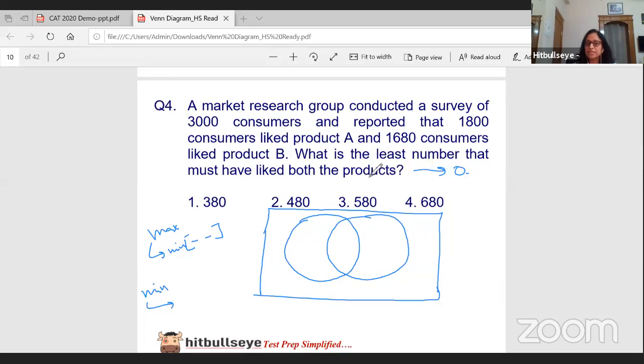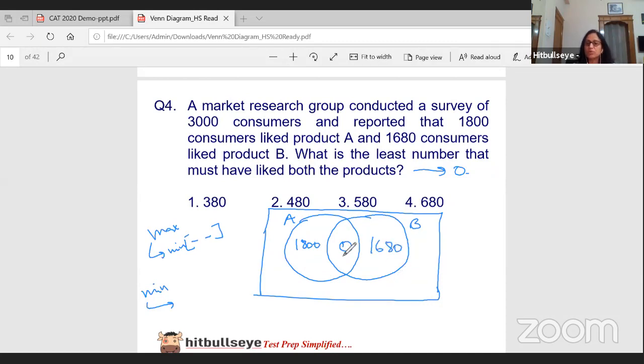So the question is, what is the least number that must have liked both the products? If I want to make it 0, I will keep it as 0 here. The approach is to try making it 0 and see if it works. Of course, 0 will not work because it's not in my options, but it gives you a hint of what the answer will be. If I make this number 0, the number of people who liked A were 1800, so the entire 1800 comes here, because the total for A's circle is 1800. And the total for B's circle is 1680, which comes entirely here.